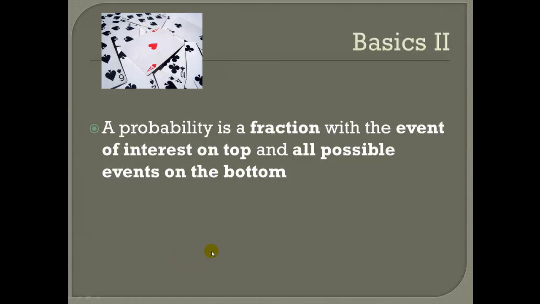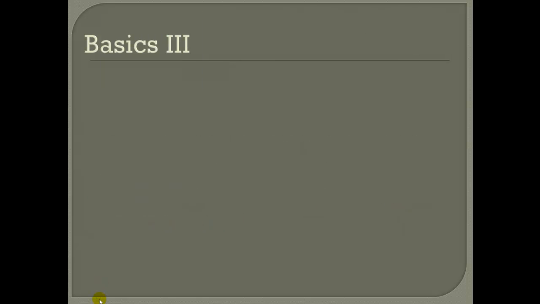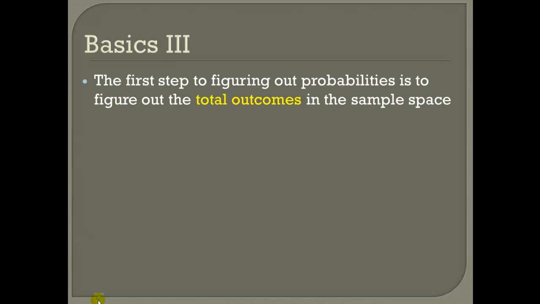Some more basics here. Calculating a probability is pretty straightforward and easy at the most basic level. It's basically just a fraction where you put the event of interest on top of that fraction and all possible events on the bottom. So, the number of times event A can occur, divided by all possible outcomes. We'll get through some examples in a minute.